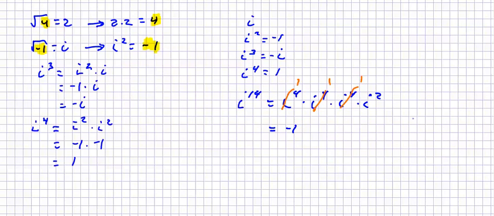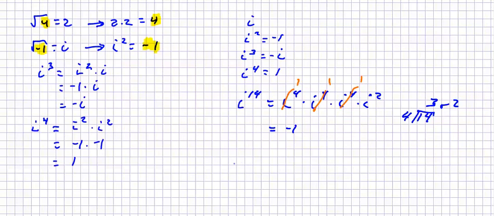Now we could have done that easier. There's 14 i's. We have them in groups of 4. So we divide 14 by 4, and we have 3 remainder 2. There's 3 groups of 4, and the remainder is 2. All we're concerned about is that remainder.